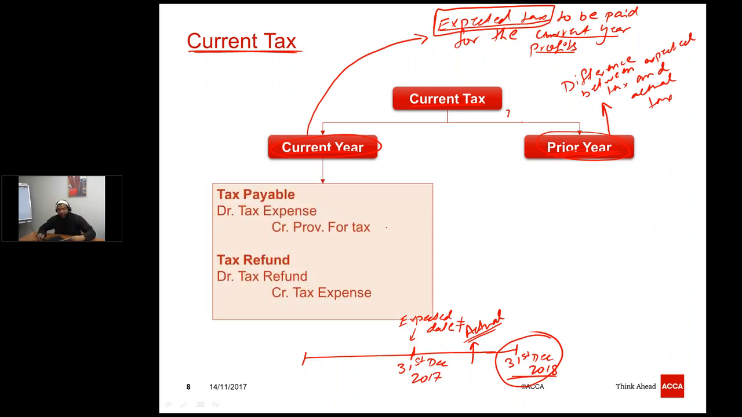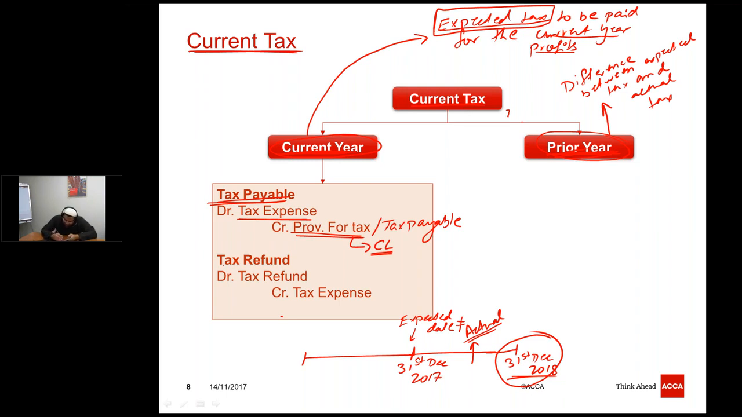So now how do we record the entry for current tax current year? If the amount is a tax payable, we have to pay a tax, we are going to record tax expense debit, and provision for tax credit, which is also known as tax payable. This provision for tax will become a current liability in the statement of financial position, the balance sheet. So if I'm expecting a tax to be paid for the current year, the entry is going to be tax expense debit and the tax payable credit.